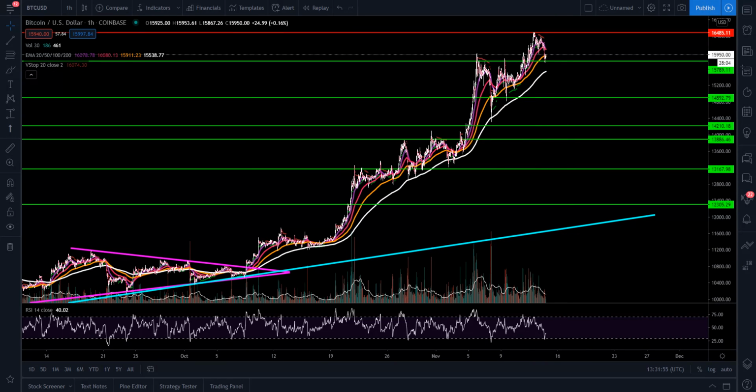Support at that area would be at $15,538. And what you also see is some of that divergence that's taking place on the RSI, where price was rising and your RSI is actually having lower highs. Now on the 1 hour time frame, the RSI is at 40 right now, so this could be a spot where we do get a bounce off that 200 if we do push a little bit lower here.